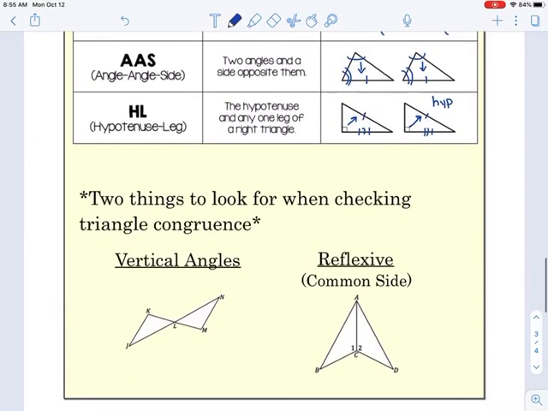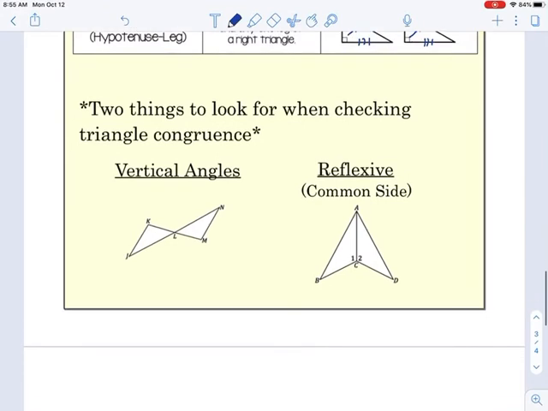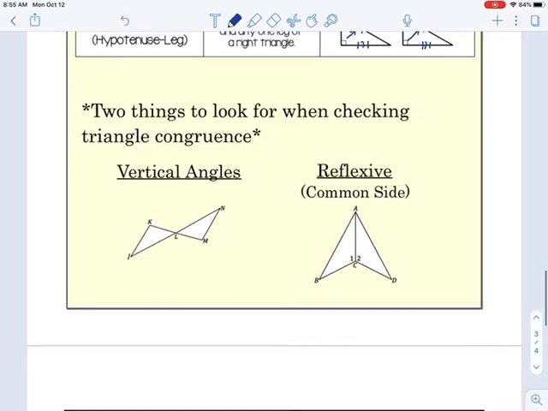So some very common things to look for when we're talking about congruency in triangles. You should always look for vertical angles. Vertical angles are going to come up a lot and they're going to help you out big time. So in this picture, I would have this angle congruent to that angle. Again, just keep in mind, you can't call that angle L. It would be angle KLJ and angle NLM. You have to use 3 letters there. And then also the reflexive property.